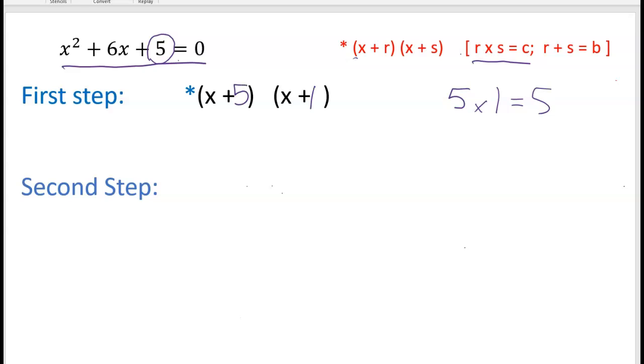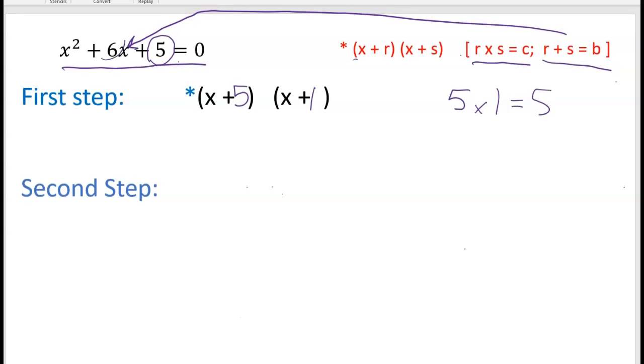Now let's see if those numbers meet the second condition, and that is r plus s must equal b, which is 6. Well, does 5 plus 1 equal 6? Yes, it does. So we know that we can solve this equation by factoring.